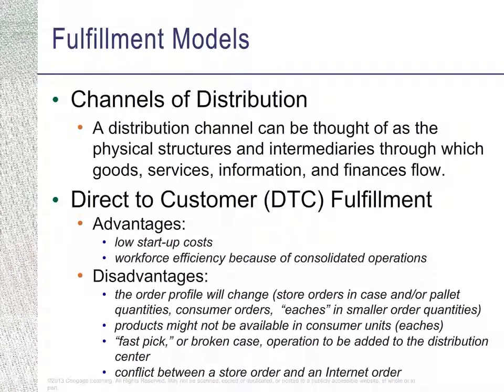When we talk about a channel of distribution, we're talking about how the flows go from the manufacturer to the end customer. And when we're talking about flows, we're talking about goods, services, information, and finances. Those are the four flows. So how do they get from the manufacturer to the distributor?